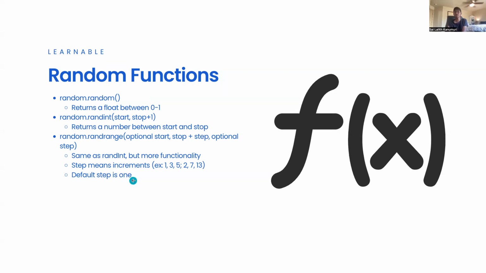We will most likely use randrange as a function because that allows the most functionality, and you can basically use randrange to do randint and random. So yeah.